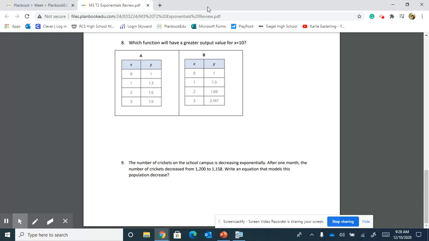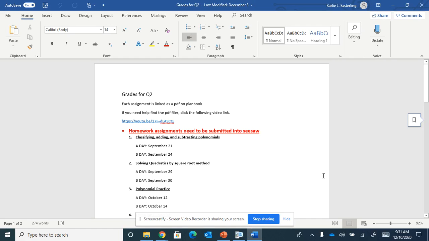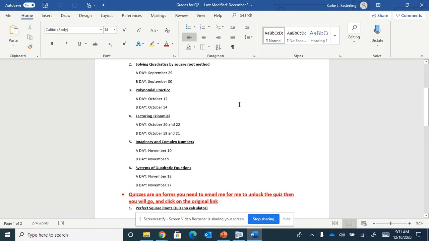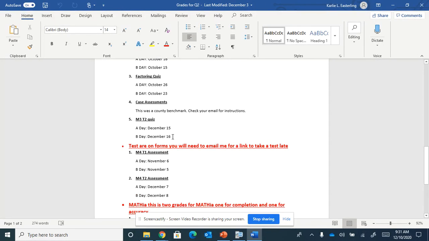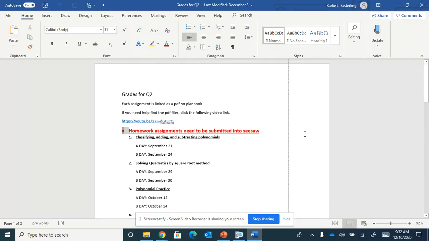On that Tuesday and Wednesday, once you have finished your quiz, you need to go into Skyward. You need to check your grades to see if you have anything missing. I will be posting this document. This has all of the grades that are in there for quarter 2, even the quiz that you are taking on December 15th and 16th. Guys, if you are missing something on this list, you need to read whatever's in red above it to figure out where you need to get this assignment.